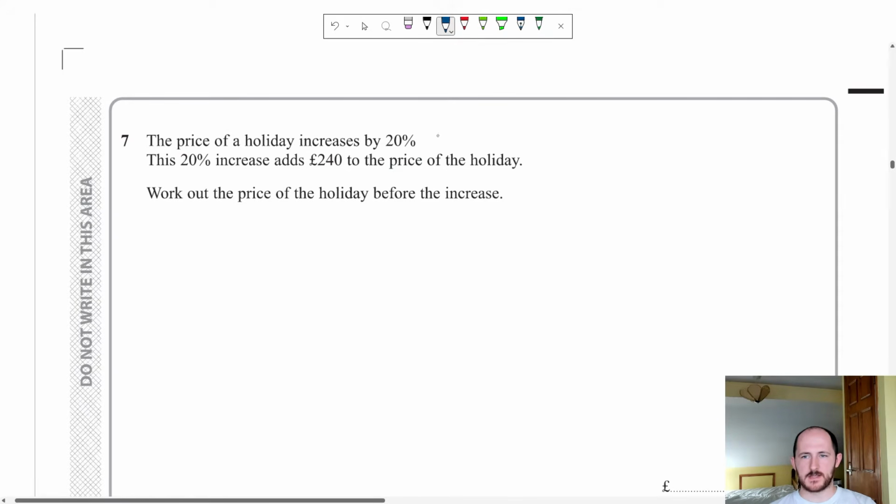Price of a holiday increases by 20%. This 20% increase adds £240 to the price of the holiday. Work out the price of the holiday before the increase. A bunch of different ways to do this.